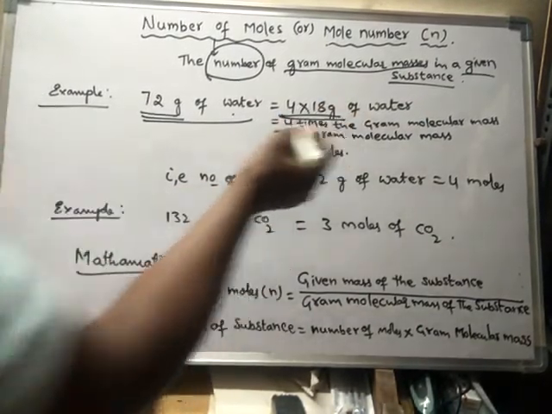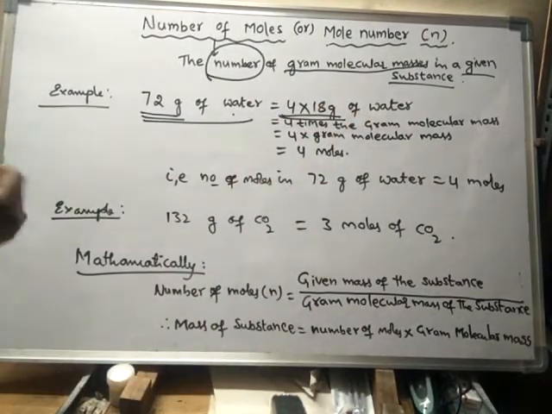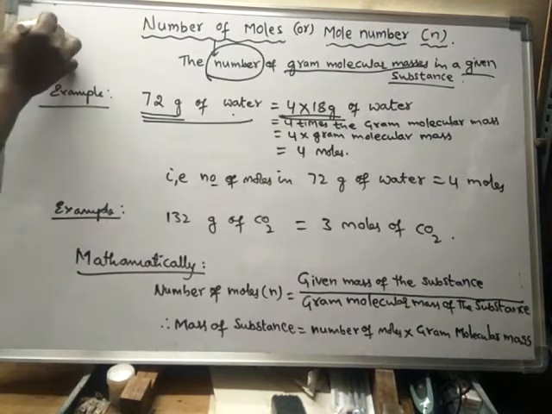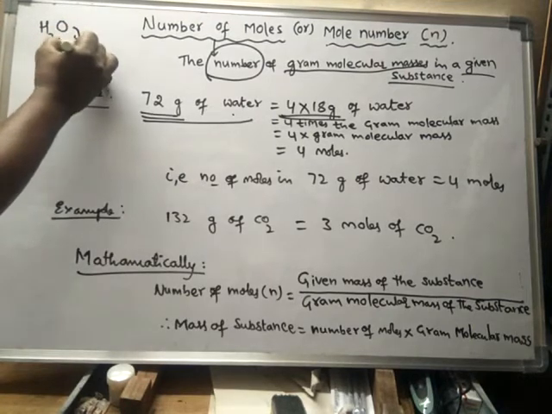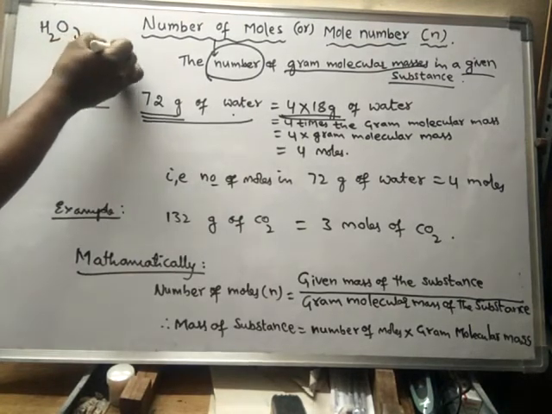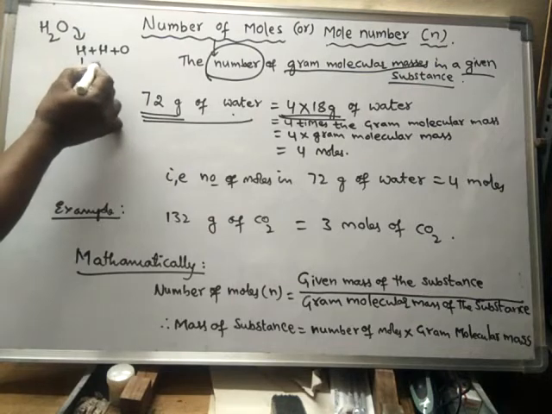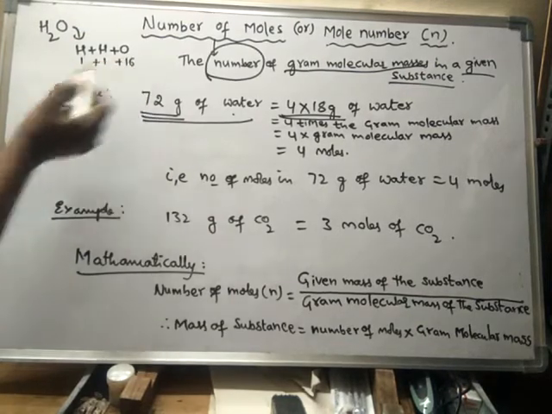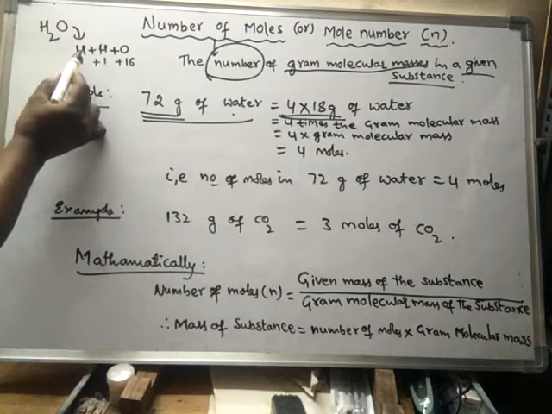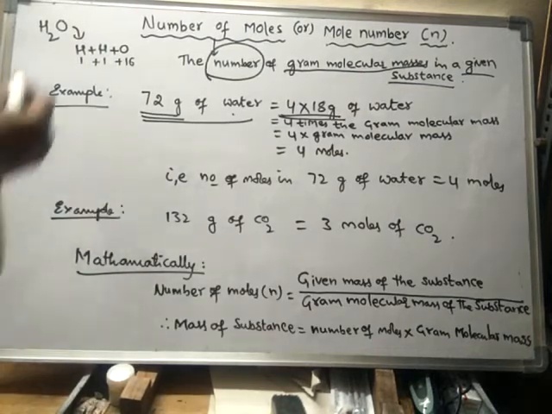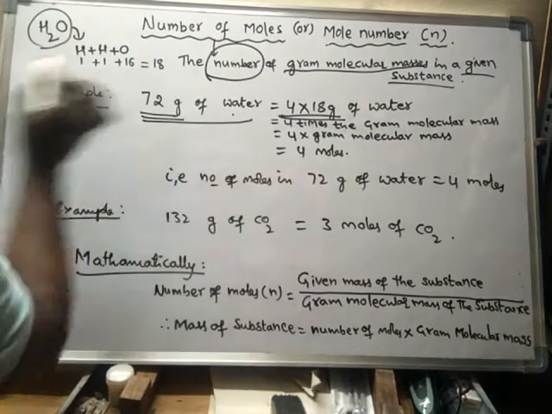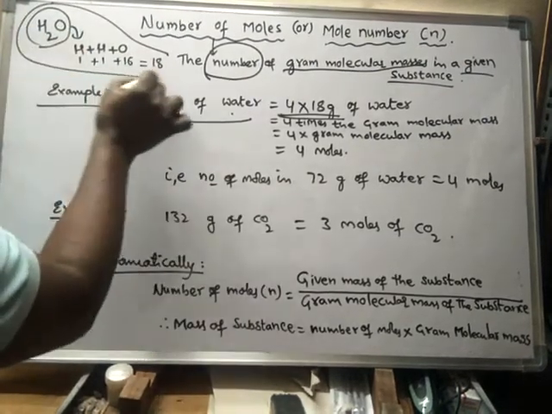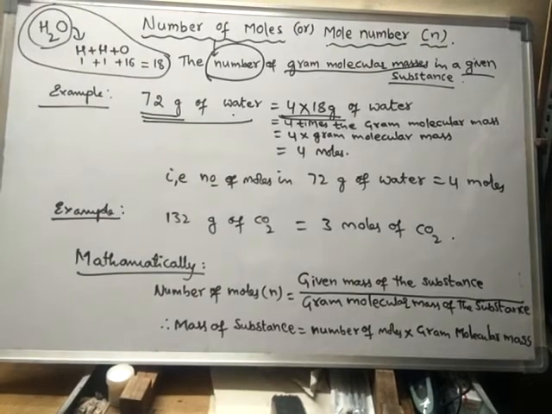So what is the molecular mass of water? Water, H2O, contains one hydrogen, another hydrogen and oxygen. Its mass is 1, 1 and 16. If you add the atomic masses of all the atoms present in this substance, you will get the molecular mass. So 18 is the molecular mass of water.